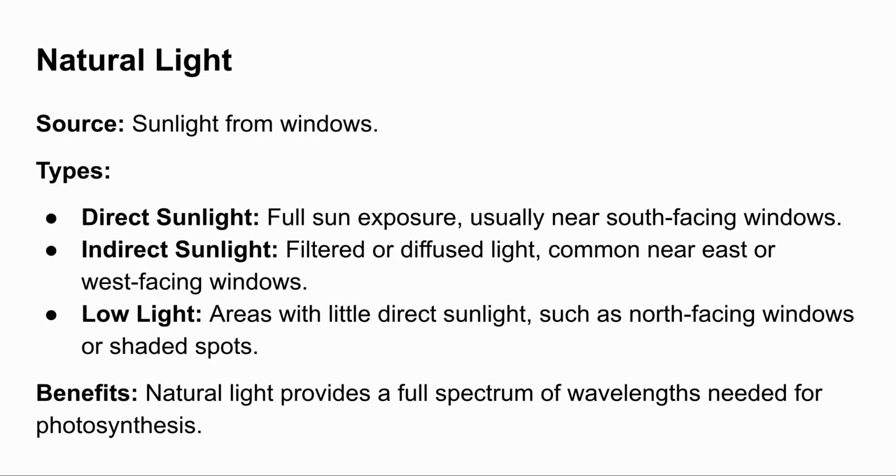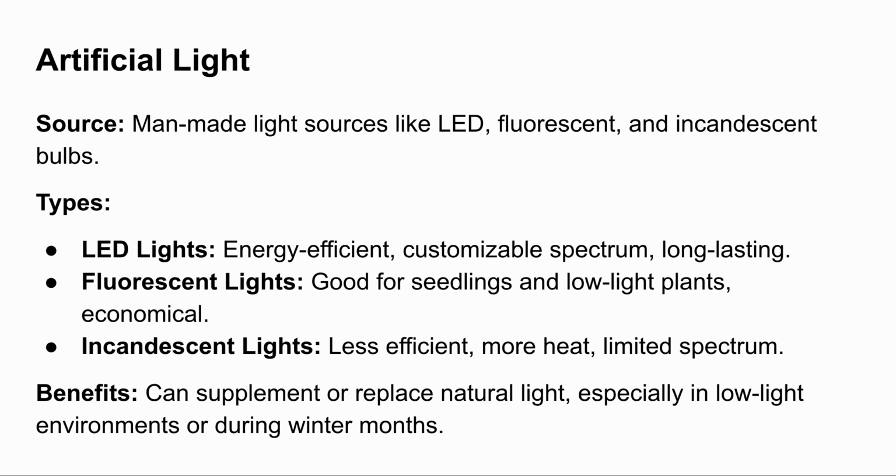Natural light is wonderful because it has a full spectrum of wavelengths, so it gives your plants everything that they need for photosynthesis. We're going to talk about the different wavelengths in a couple of slides, but natural light is the ideal. Of course, if you don't have natural light and you still want plants to grow and be happy, you can add artificial light. And this would be a man-made light source. It could be LED, fluorescent, or incandescent bulbs.